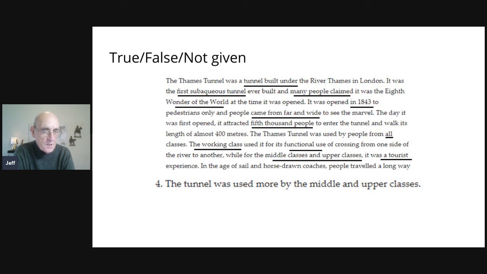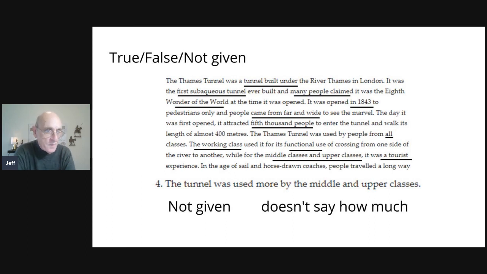So the information that the tunnel was used more by the middle and upper classes is not in the passage. So now we know for sure that it's not given, because it doesn't say how much or compare how much the different classes used it.